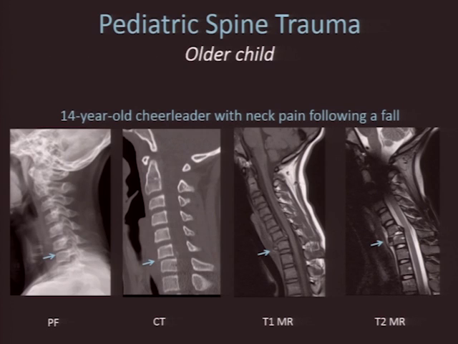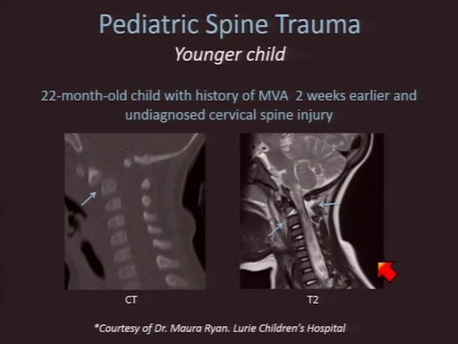So this is an example of an older child, a 14-year-old cheerleader with neck pain after a fall. On the plain film, you can see this subtle narrowing of C6-7 and maybe a little bit of subluxation. On the CT, the injury is a little bit more obvious. We have some fragmentation here, but really the MRI is like, wow, look at that. That disc is extruded, extending anteriorly, posteriorly, and it's touching the cord, no cord signal abnormality.